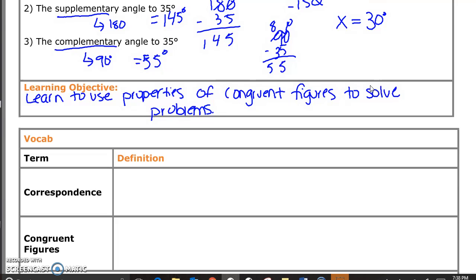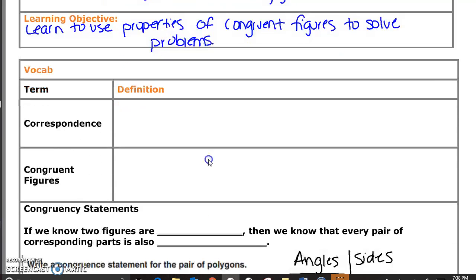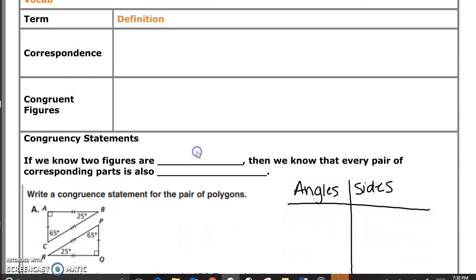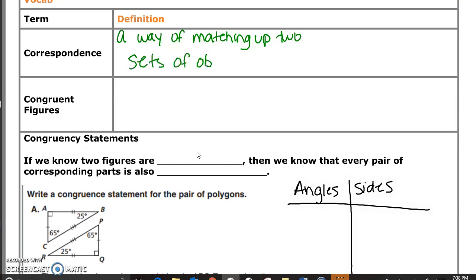So we're going to write some vocab words. The first term we need to talk about is correspondence, or we say corresponding a lot. So correspondence is just a way of matching two sets of objects. And I'll explain more what I mean by that when we do an example.